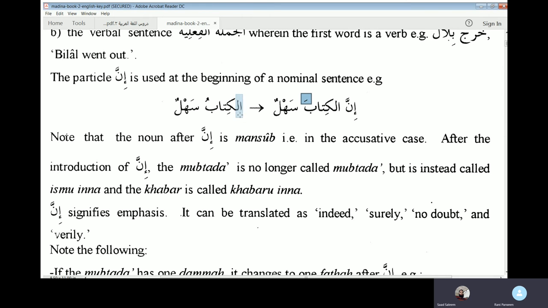You know that when we have alif lam at the start of a noun, we use dhamma at the end. But after the use of inna, this word becomes mansub. That's why we are using fatha, because of inna. Okay? Next.